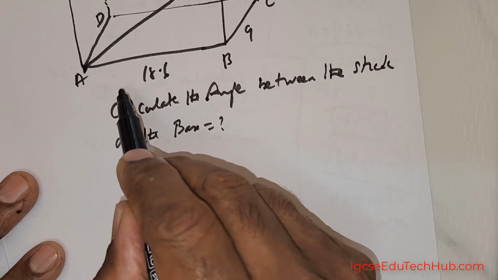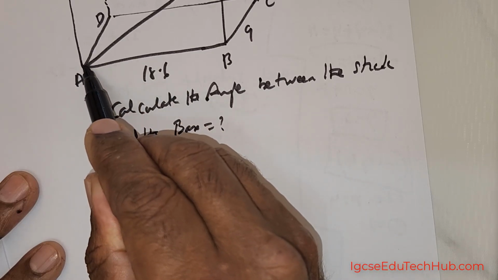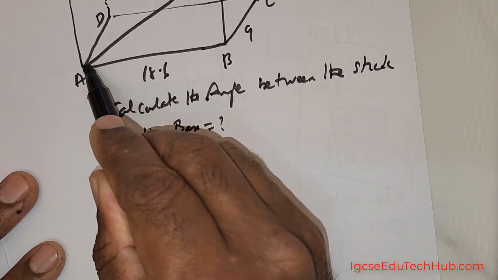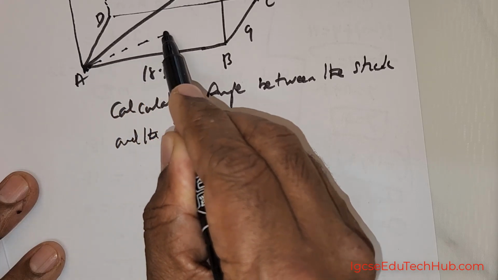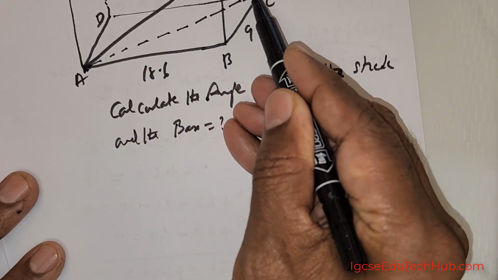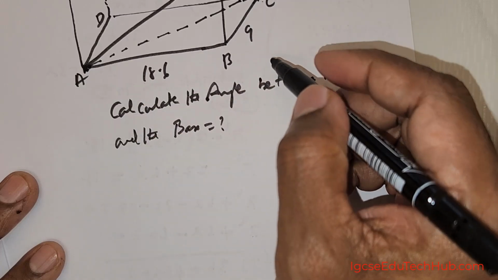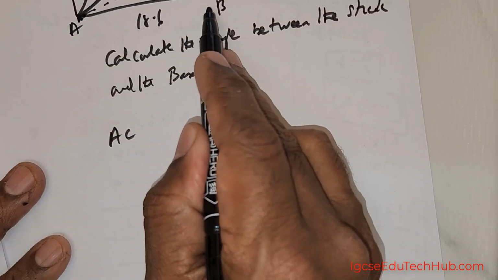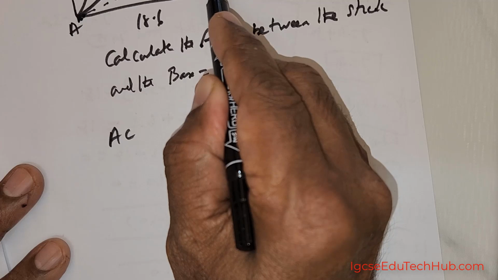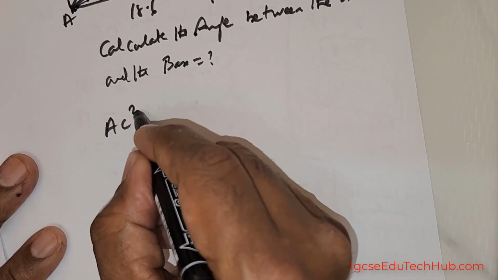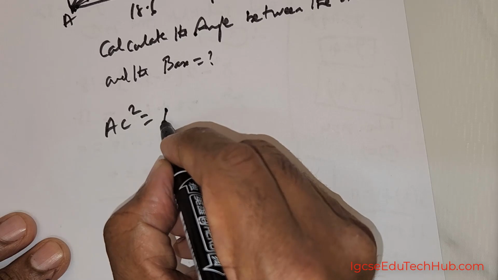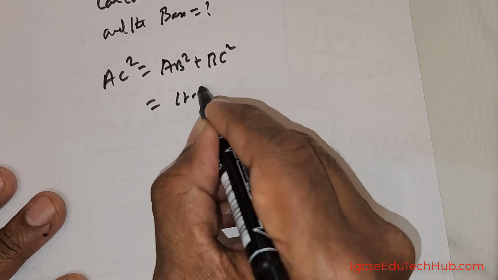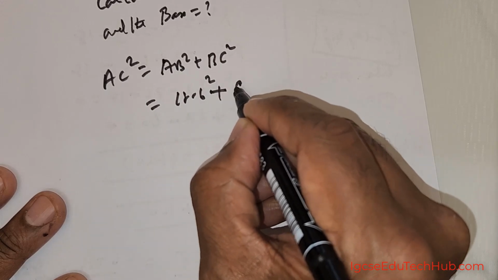Now this line from A to C will be our adjacent side. Now this direction, okay, this is our adjacent side. Now what we have to do is calculate AC. Now clearly this is going to be a right triangle, right? So AC squared will be equal to AB squared plus BC squared. That's 18.6 squared added with 9 squared.